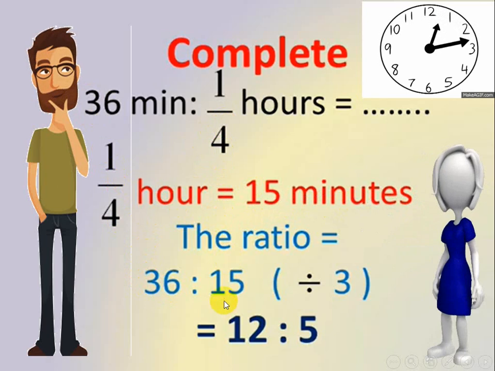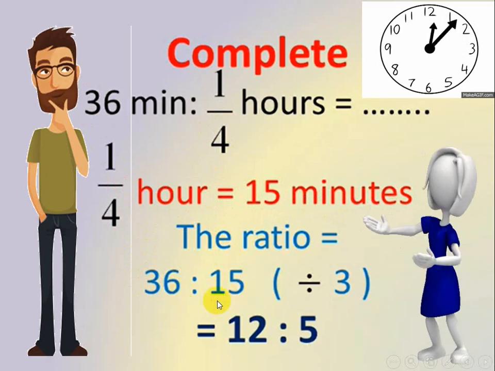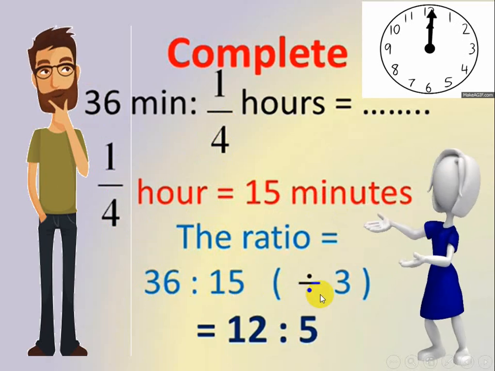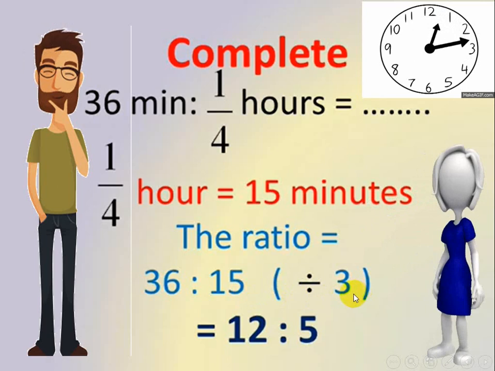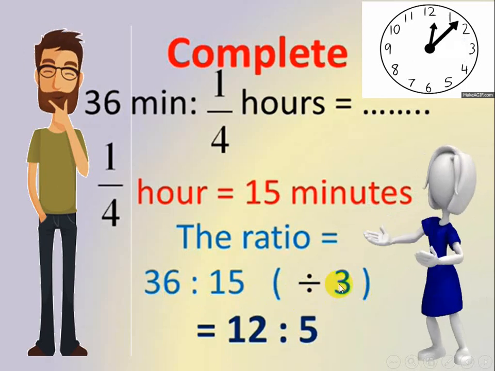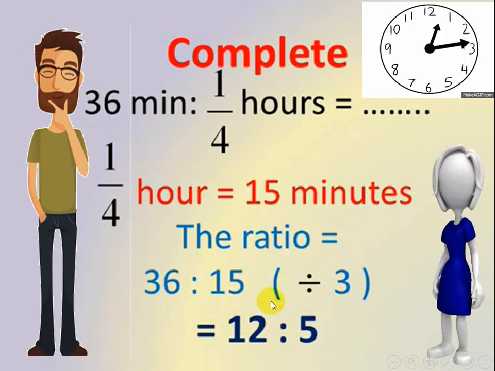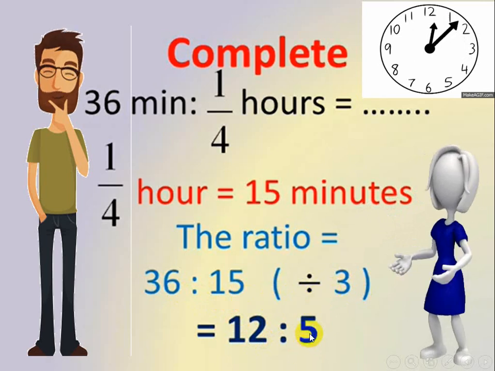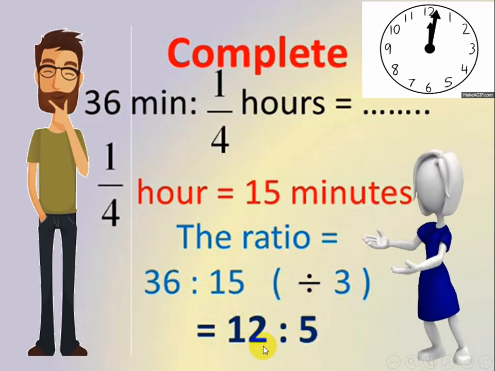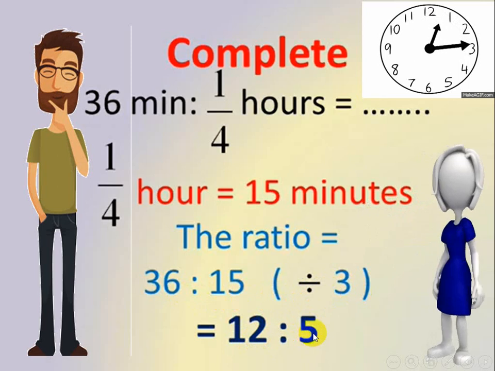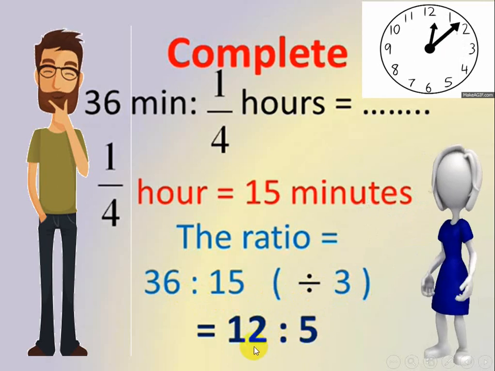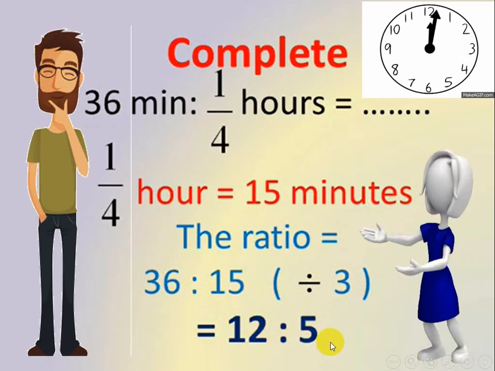You know, 36 and 15 are divisible by 3, in the table of 3. 36 divided by 3 equals 12. 15 divided by 3 equals 5. 12 and 5 are in the simplest form. So the ratio will be 12 to 5.